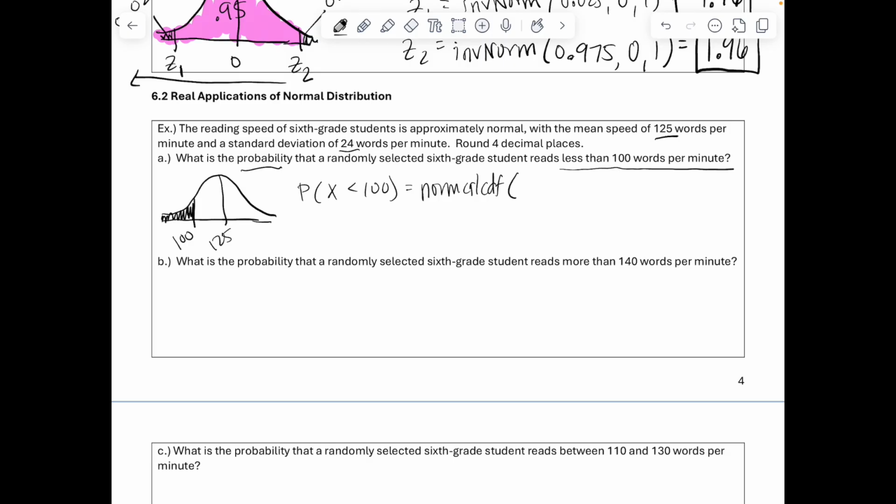Normal CDF is going to start with our lower bound, upper bound, mean, and standard deviation. So since this goes off to negative infinity, we're going to use negative 1E99, comma, where the shading stops, and that's at 100. Mean is 125, standard deviation is 24.